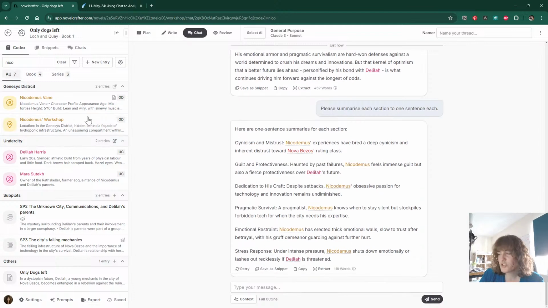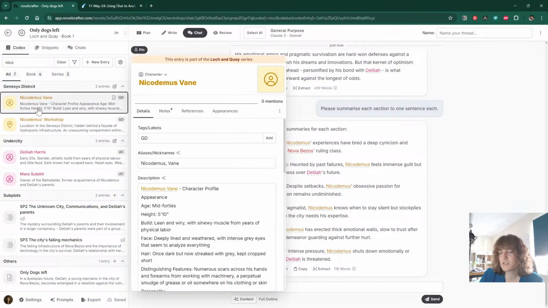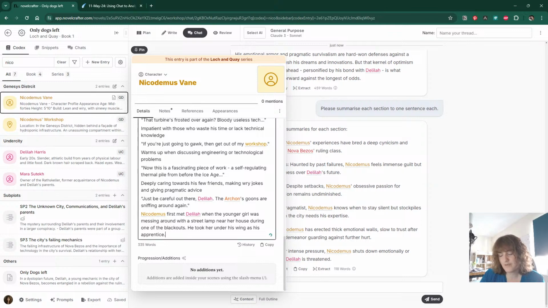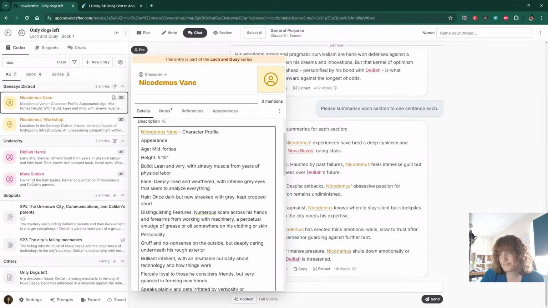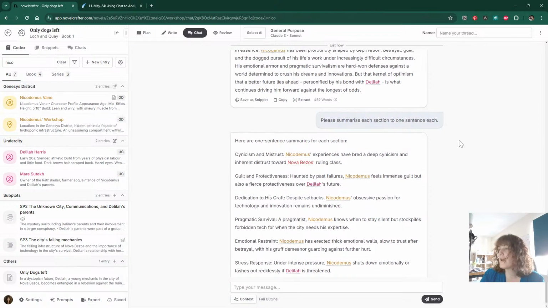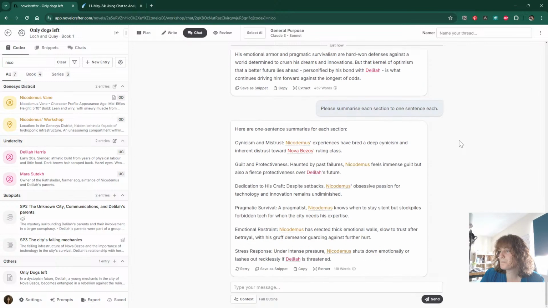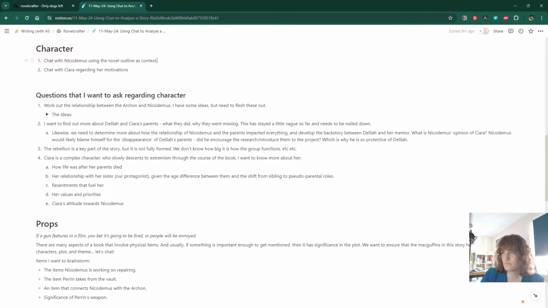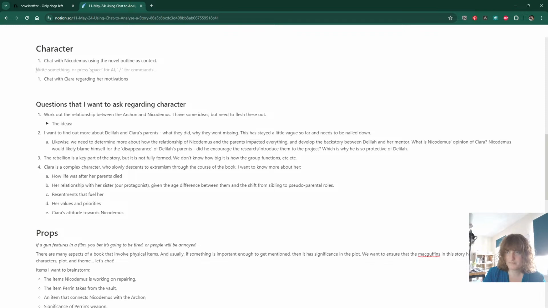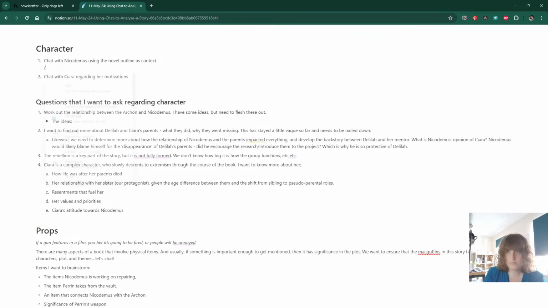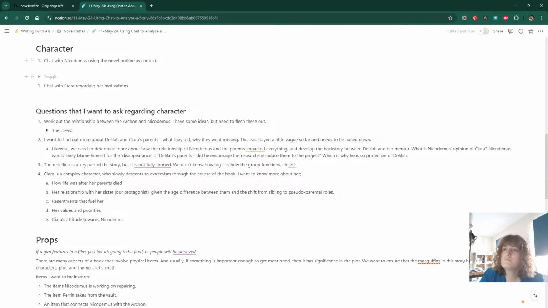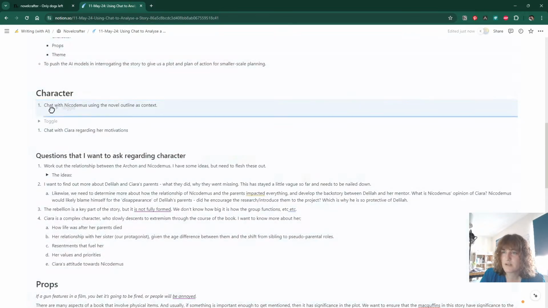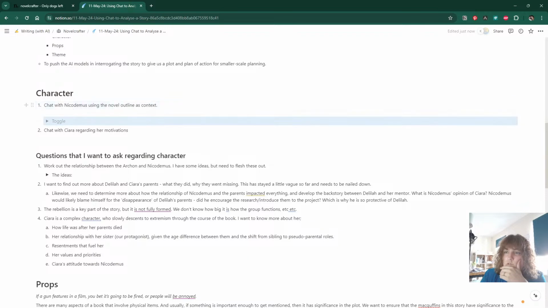I'm happy with that. So I'm copying rather than extracting for this because Nicodemus already has a profile, if anyone was wondering. Let's make him a bit older. Okay, so no, I'm happy with that. I'm going to have to work a little bit more on it, but that's a promising start.